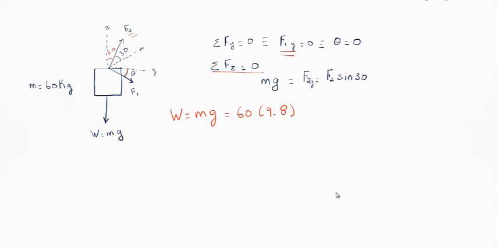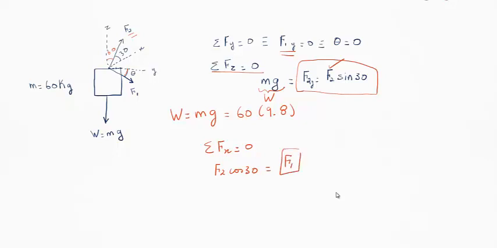The next step is to do the sum of the forces in the z direction equal to 0. So we know the weight, mg, is going to equal F2z, which is F2 sine 30. And now we can solve for F2. After we solve for F2, we can do the sum of the forces in the x direction equals 0. So F2 cosine 30 equals F1. And now we have F1.